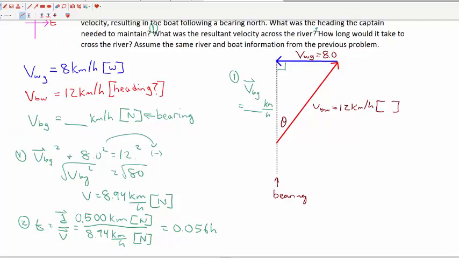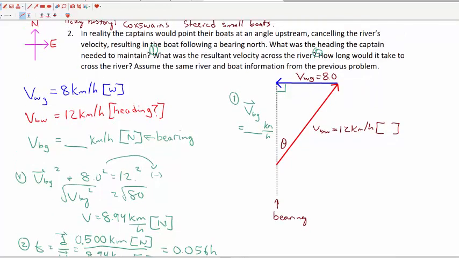Okay, so I did this slightly out of order. We're going to do the heading right here. That's going to be number 3. Well, that's going to be this angle right in here. So the order doesn't really matter that much, in that these are independent of each other.